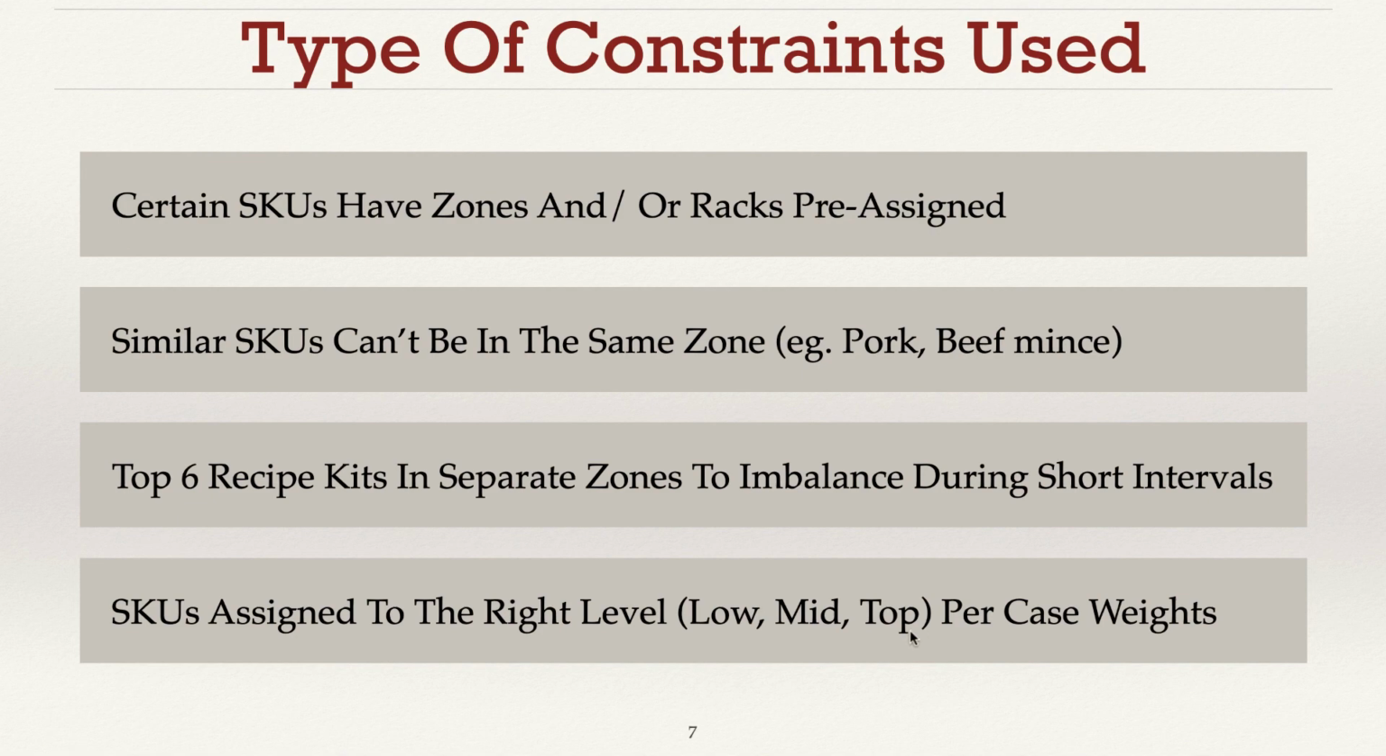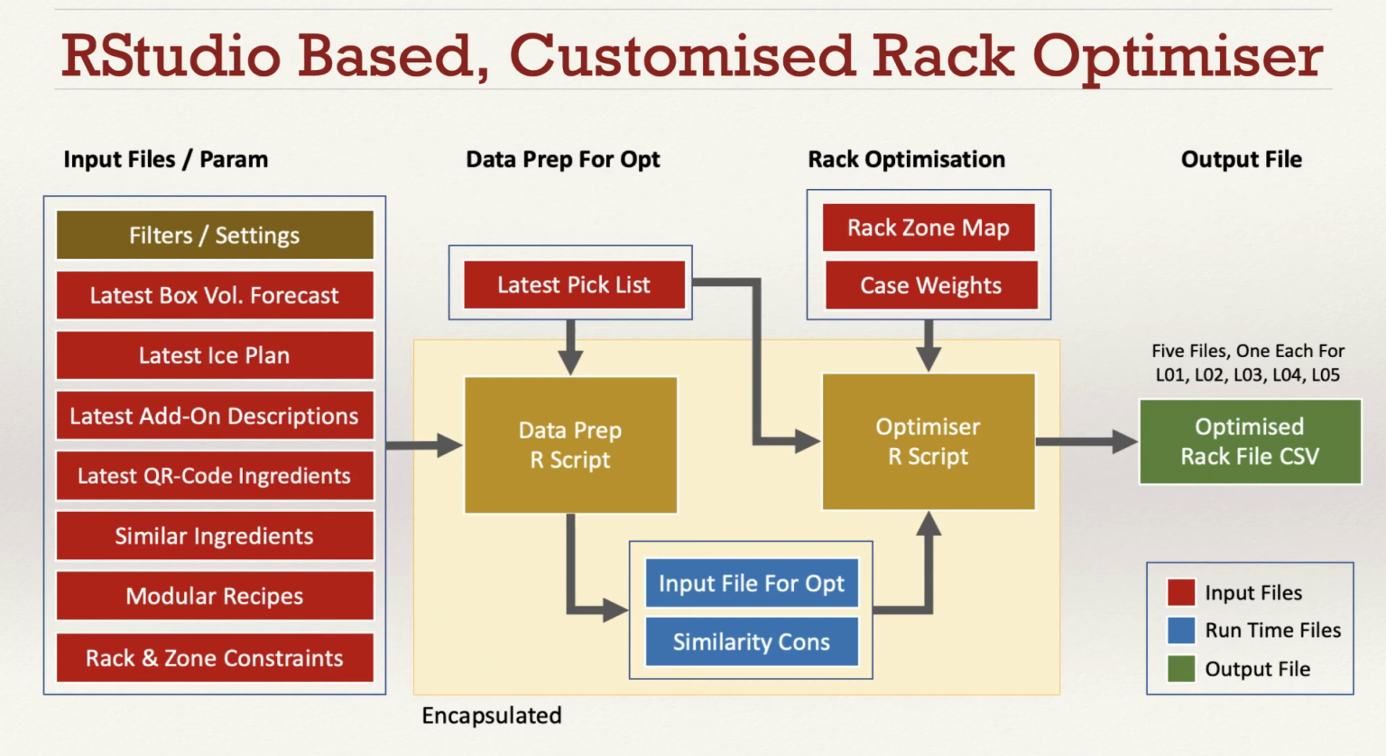And finally, depending upon the case weights of these ingredients, we can assign low or mid or top positions for ergonomic reasons, for ease of assembly and for the sake of the people. So this is a people issue. We don't want heavy things to be put in unreachable positions, etc. Okay, right. So these are the different constraints applied.